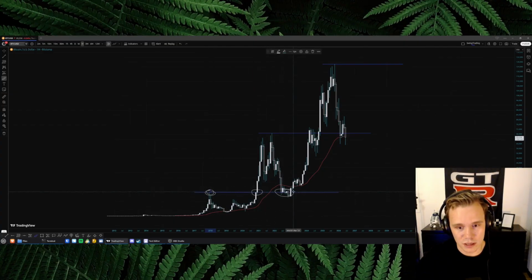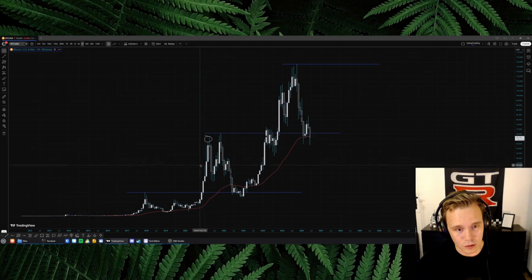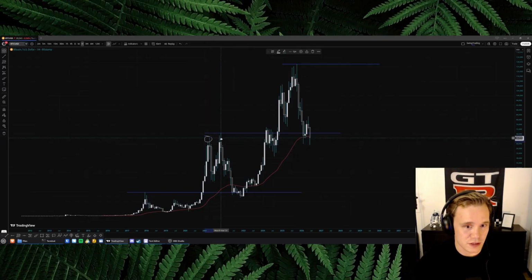What was once resistance is now support, and we got a massive rally to the upside. So that happened once in the past. Same thing here. We had price move to the upside, find its head. All the buyers became exhausted, and the sellers stepped in and pushed the market away. Price revisited it and then pushed away again on that second touch.